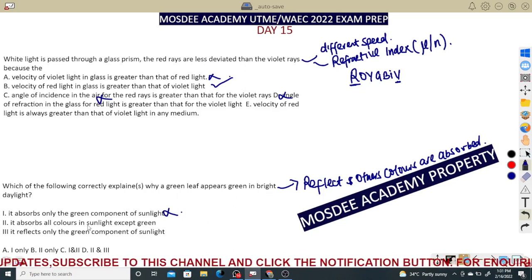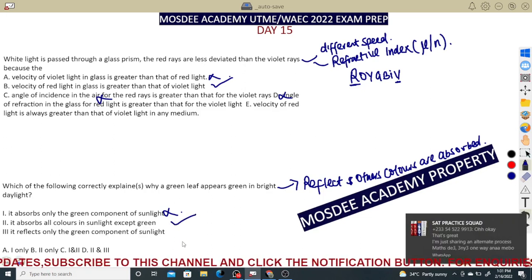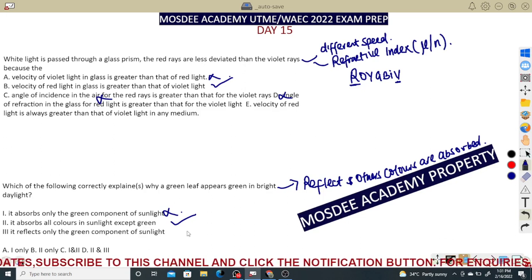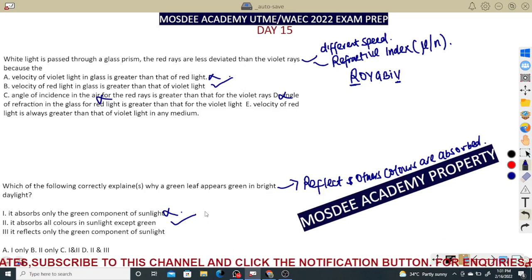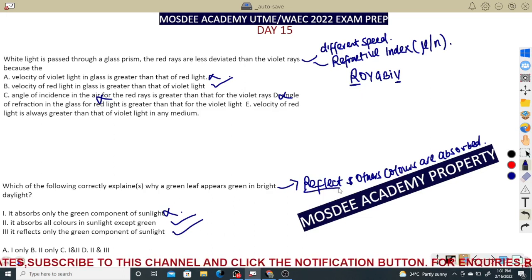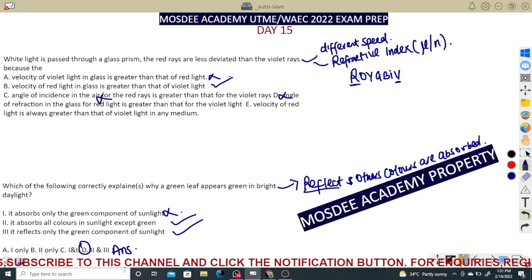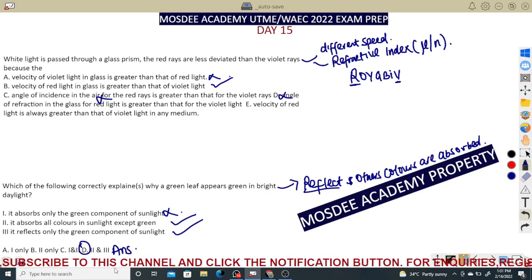It absorbs all colors in sunlight except green, right? Correct. Because all colors have been absorbed, but the green color is not absorbed. Very correct. It reflects only the green component of light. Very correct. I mean, it reflects green and absorbs other colors. That is it. You can see Roman figure 2 and 3 is correct, and the answer to this is option D. So that's that about that.